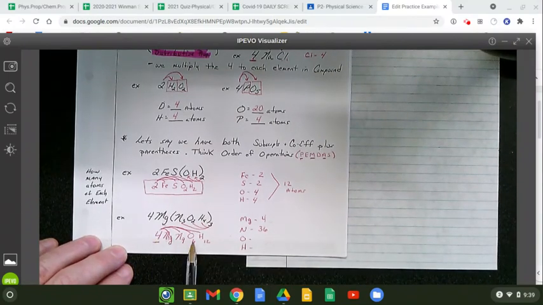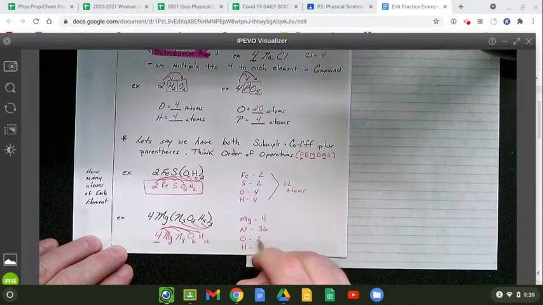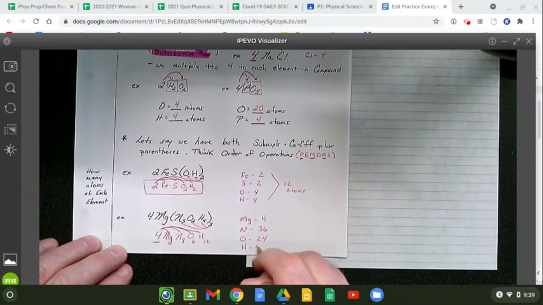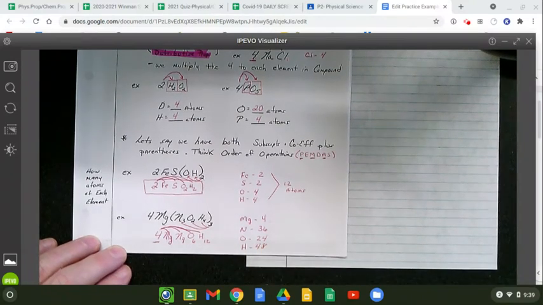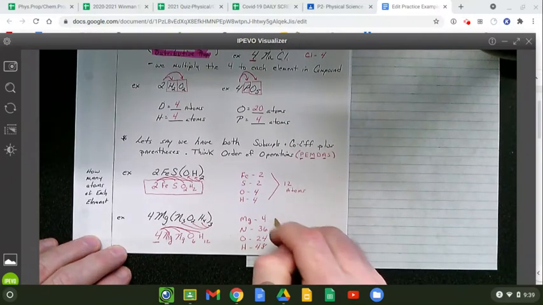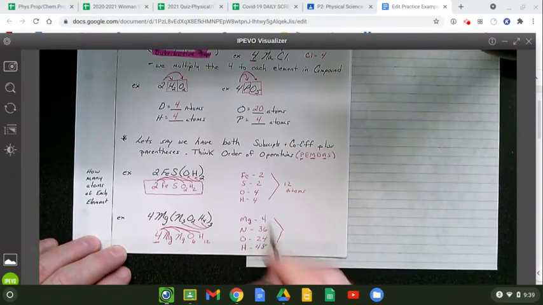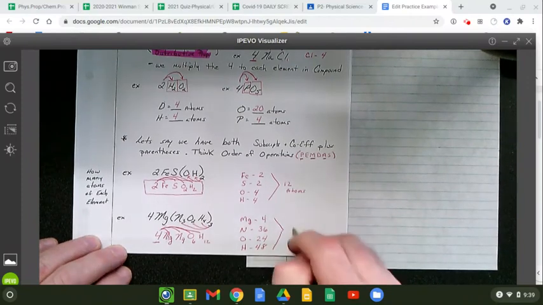Looking at my oxygens now, I have O6, but I'm going to multiply that by the 4. I'm going to distribute it, which gives me 24 oxygen atoms. And then here I have 12 hydrogen, but multiply that by 4 gives me 48 hydrogen. And then when we add these up, it will give me the total atoms in this compound.